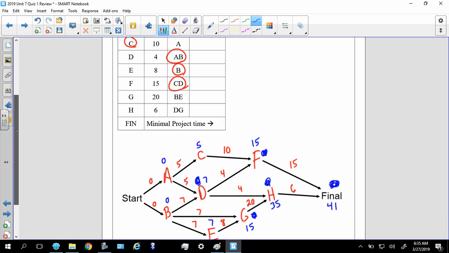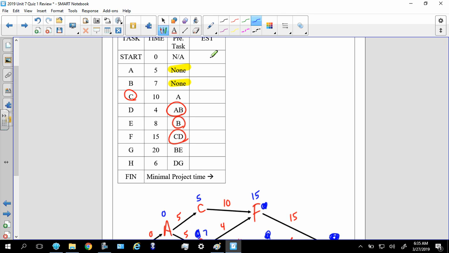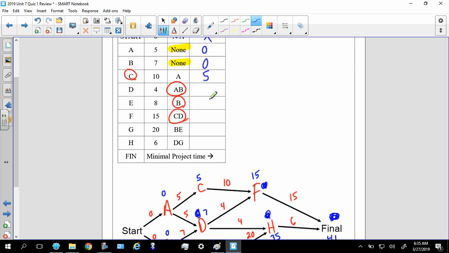So A, B, C. Okay, let's see. Remember, EST start doesn't have one. 0, 0. C is 5. Let's see. Vertex D is 7.